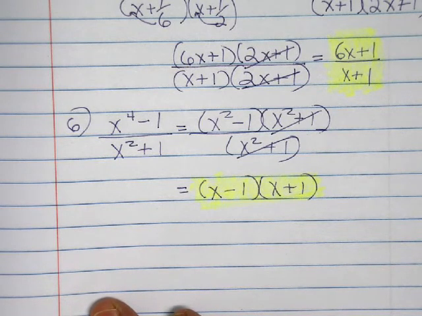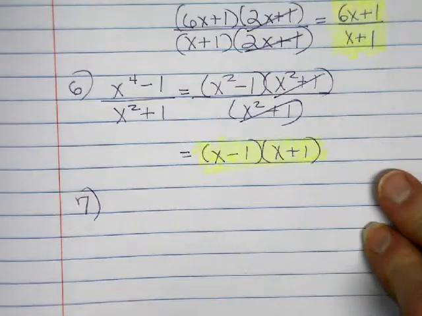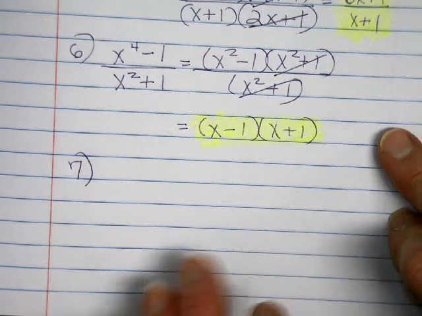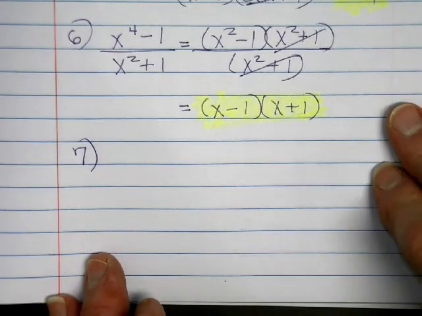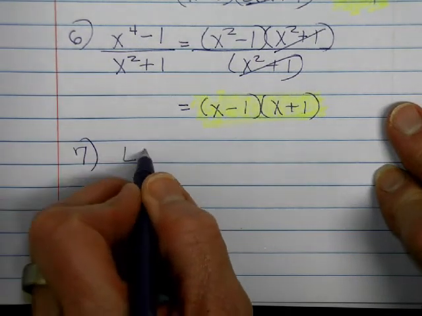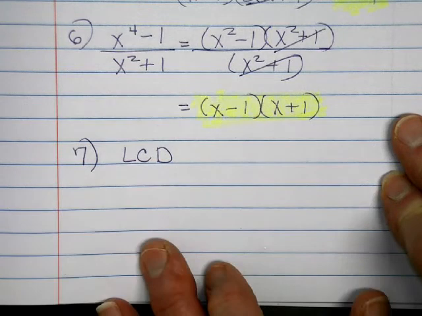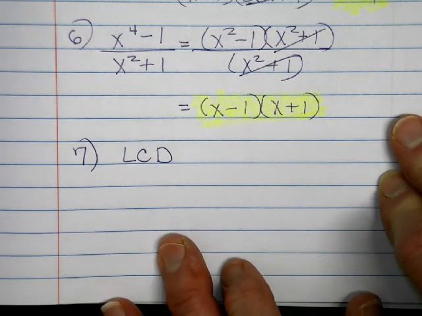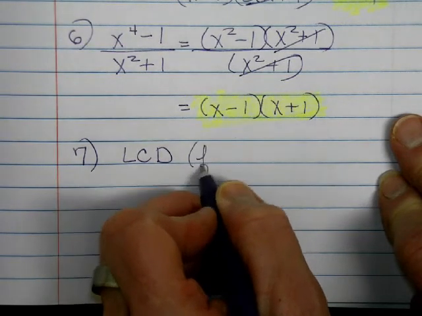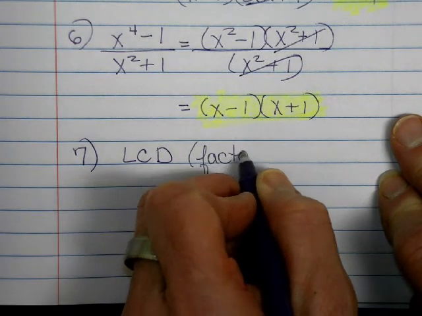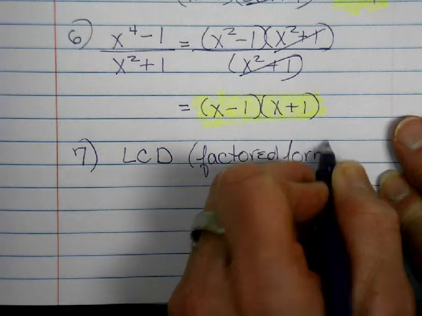Okay, those are the, we had 1 and 2 for excluded values. 3, 4, 5, and 6 will give you a chance to simplify expressions. Number 7, now we're getting into the nitty-gritty of being able to add or subtract rational expressions. They need a least common denominator. That's your goal. And it said in the instructions, find the least common denominator for the rational expressions. Enter your answer in factored form.